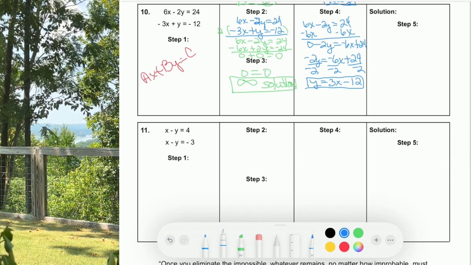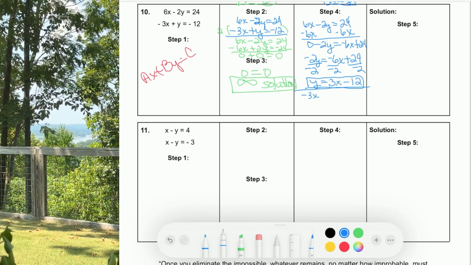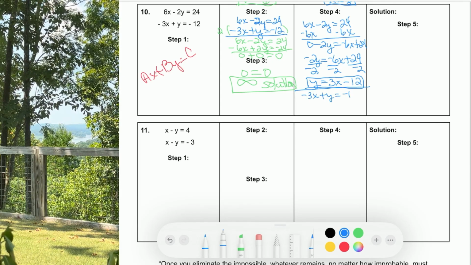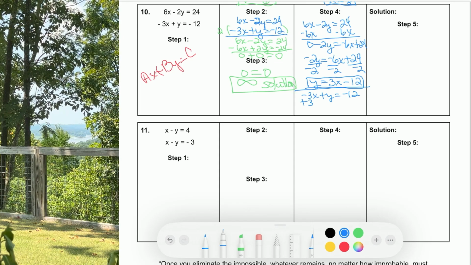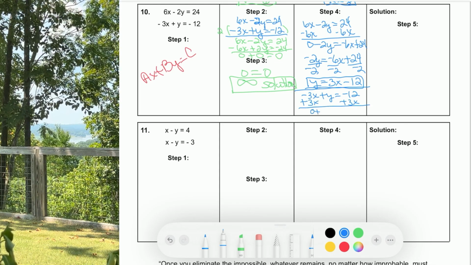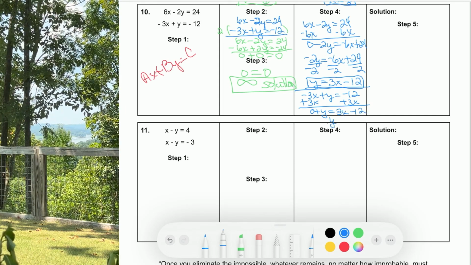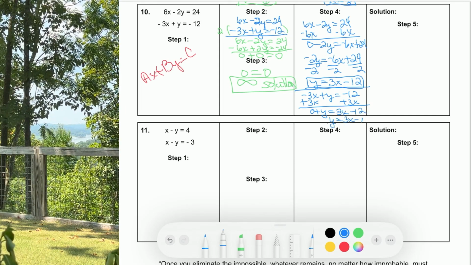Let's check our other one. I have negative 3x plus y equals negative 12. Add 3x to both sides. I get 0 plus y equals 3x minus 12, which is y equals 3x minus 12.